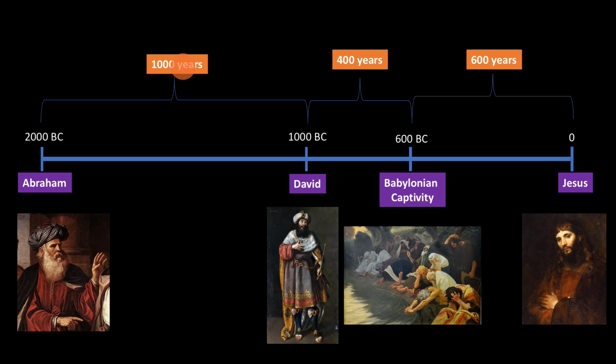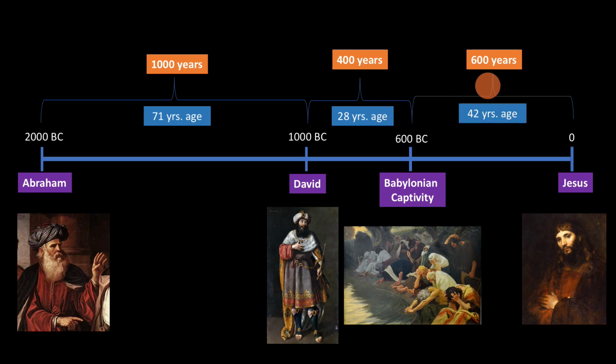So if you get 1,000 and you divide it by 14 generations, that means that each person would have had to give birth to a child at about the age of 71. If you do the same thing to the 400 years, you get to about 28 years of age. And if you do the same thing to the 600 years, you get to about 42. So 71, 28, and 42, these are huge differences, especially the 71 years of age. And this video is specifically going to be dealing with this large gap between Abraham and David.